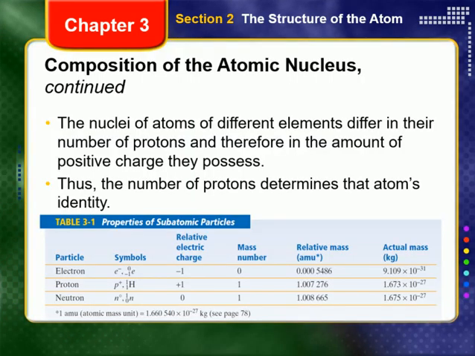The nuclei of atoms of different elements differ in the number of protons they contain, and therefore in the amount of positive charge they possess. Thus, the number of protons in an atom's nucleus determines the atom's identity. Physicists have identified other subatomic particles, but particles other than electrons, protons, and neutrons have little effect on the chemical properties of matter. Table 3-1 on the screen here summarizes the properties of electrons, protons, and neutrons.